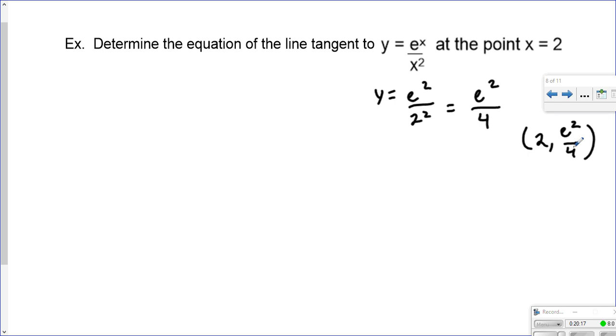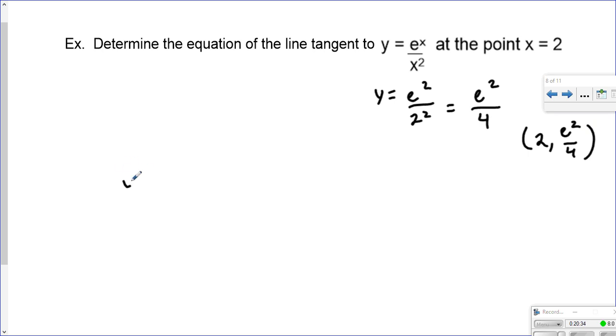I want you to leave it as is, the way it is written right here. It's the ordered pair 2, and then e squared over 4. That's a lot more accurate. If I get a decimal approximation, I lose some accuracy. So I want to make sure that we're clear on that. We know how to do that.